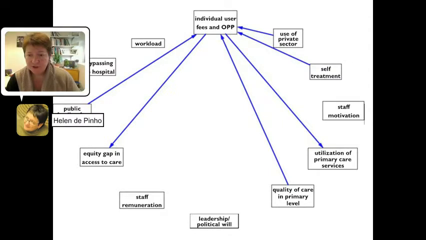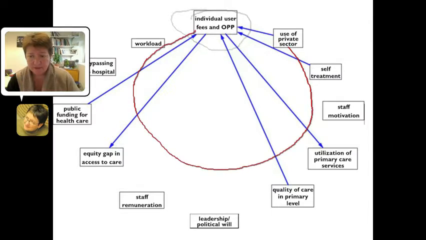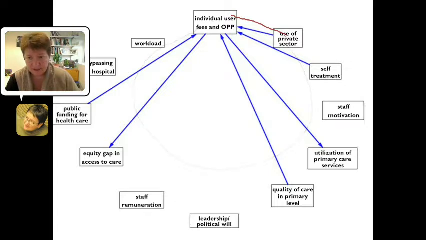Having done this, you start to examine the relationships between each pair of variables that you have identified. So starting with user fee and out-of-pocket payments, and understanding the constructs that underpin this variable name, we look at the relationship of this variable to all the other variables in this circle. So we begin with looking at what is the relationship between individual user fees and out-of-pocket payment and the use of the private sector. The first question we ask is, is there a relationship?